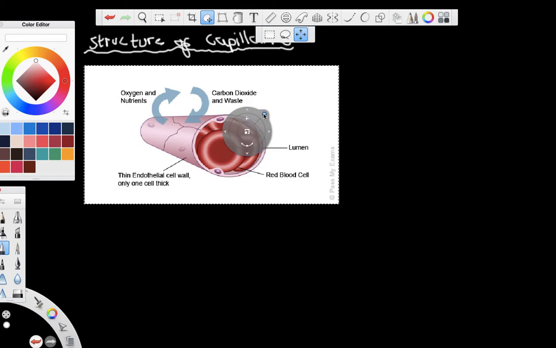So in capillaries, this is where diffusion takes place. Oxygen is taken from the blood into the surrounding cells, and carbon dioxide and urea is taken away. Capillaries are the only blood vessel that is permeable. So I should have said on the previous one, can't go back now, veins are impermeable. So while arteries and veins are impermeable, capillaries are permeable.